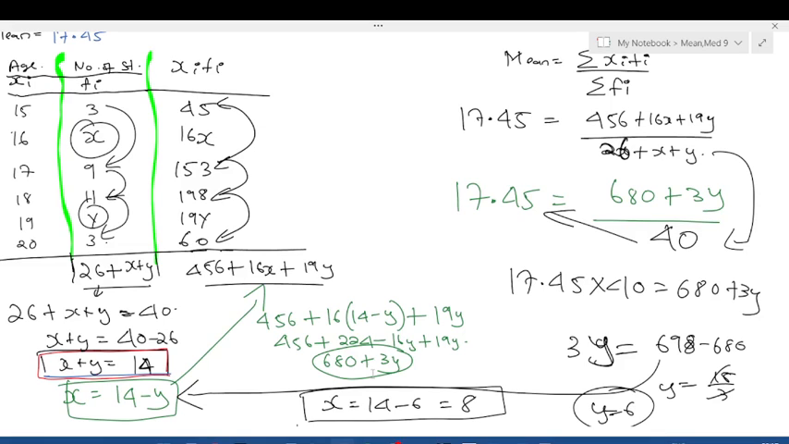Practice this question, students. This is the toughest question in this entire exercise, where you have to solve simple linear equation, take the value of x, y, substitute.